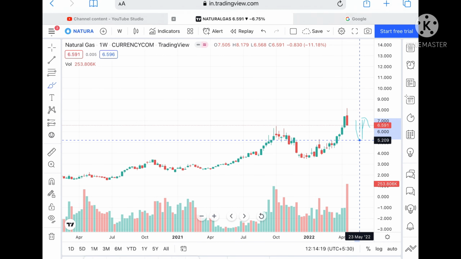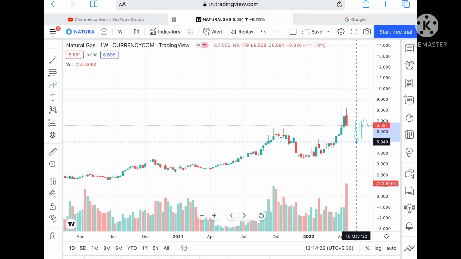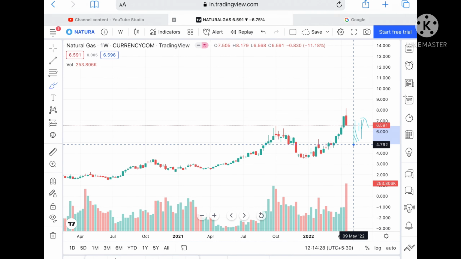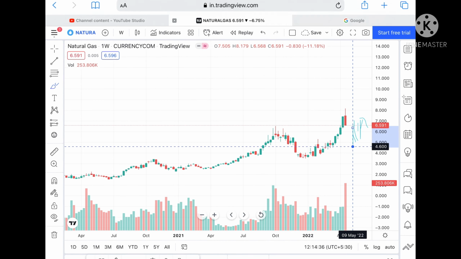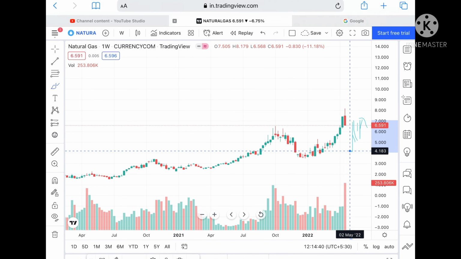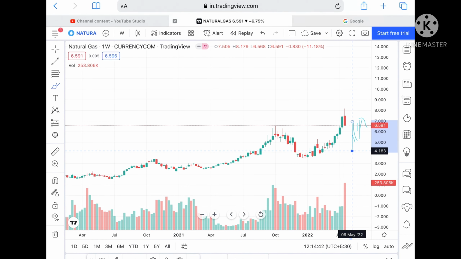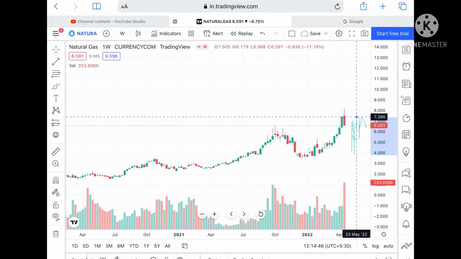If the price goes below this level, then we can see it touch a level of 5.177, and from there it can touch 5.049. If the price goes below this level, it can touch 4.760, and from there move further low towards 4.504. Once the price goes below this level, it can fall further towards 4.181 also.